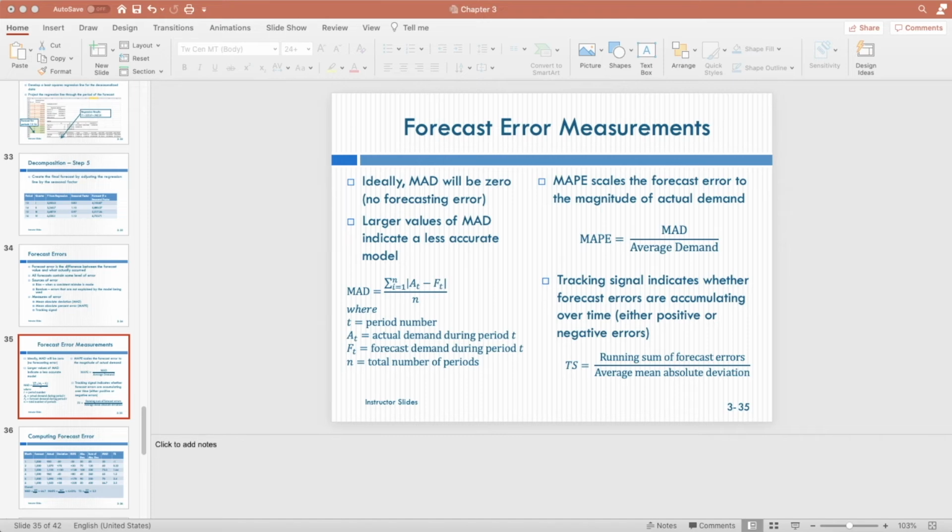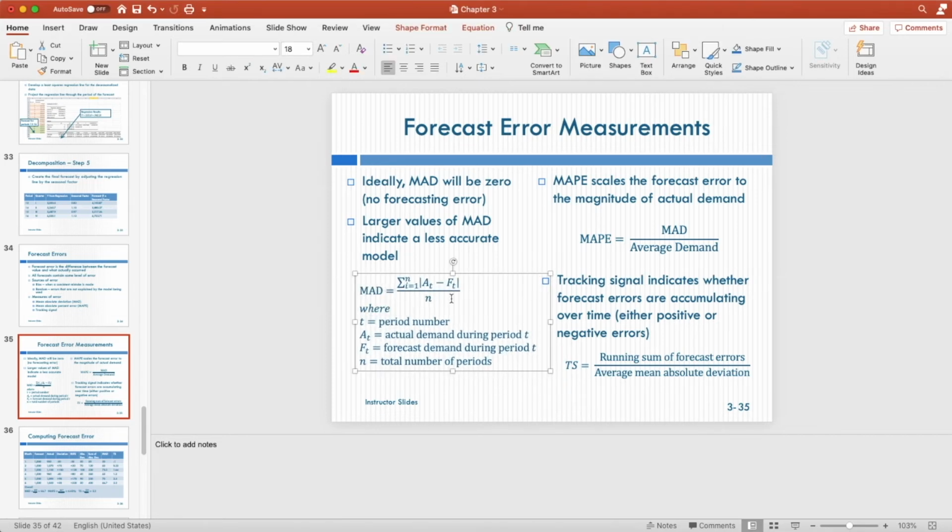So you don't want this number to be too high. All right. Now, what is the mean absolute deviation? How to calculate this? Very simple. The equation for the mean absolute deviation is exactly as shown here.